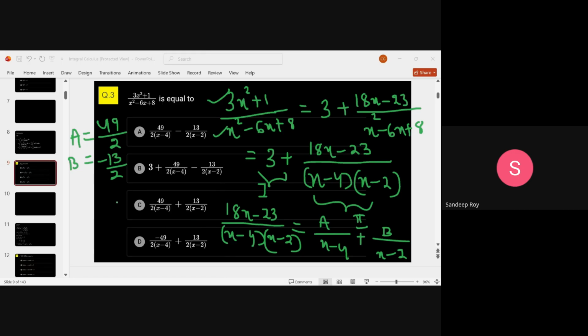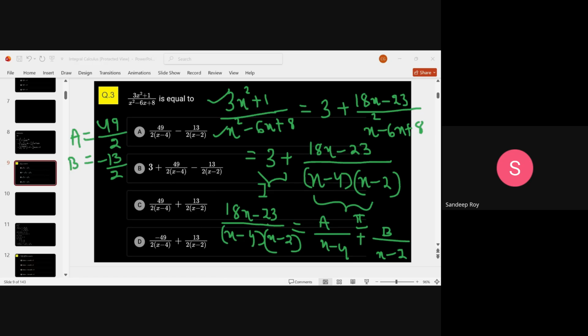Now I think you can do it. Those who are not getting it, can you proceed further now? Substitute the values of A and B over there and integrate. The first part of the integration is easy, 3, so it will be 3x. The second part is also easy, right? Linear factors are there in the denominator. You can assume x minus 4 as t and proceed. So we'll get the answer, correct?